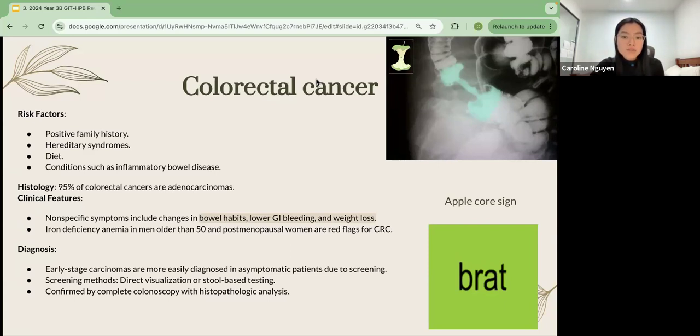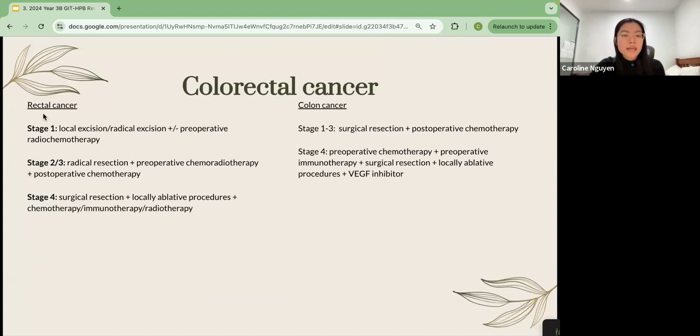To diagnose, we need to do the FOBT first and then colonoscopy. And then the apple core sign is this. So the colon cancer is here and here, I think. Okay, rectal cancer.